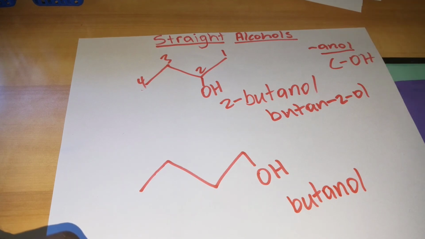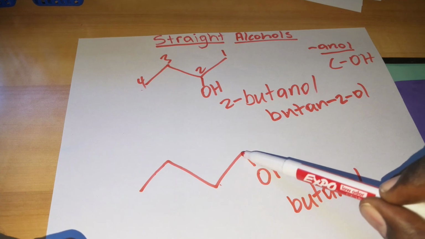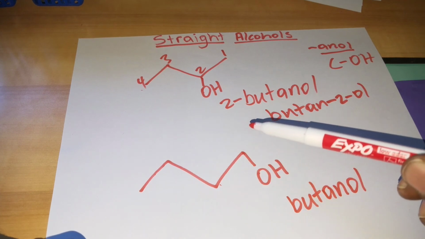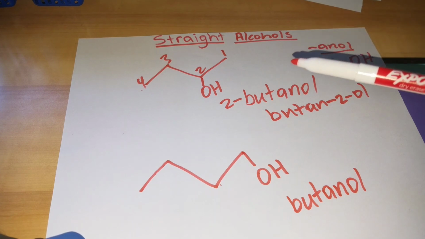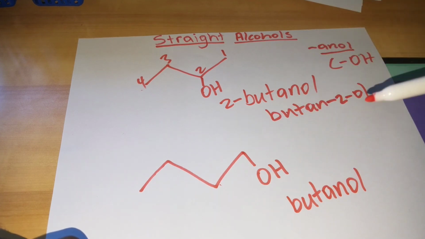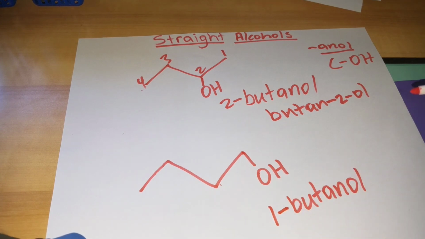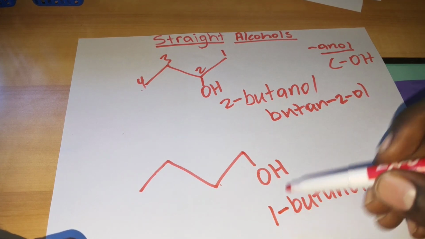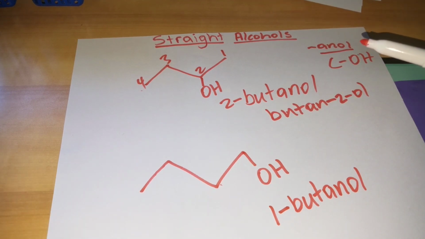If we count from left to right, our OH is going to be on 1, 2, 3, 4, carbon number 4. If we count from right to left, our OH is on carbon number 1. Therefore, we use the lower number. 1 is lower than 4, so this is 1-butanol. So there you have it. This is 1-butanol, this is 2-butanol. That's naming your straight alcohols right there in a nutshell.